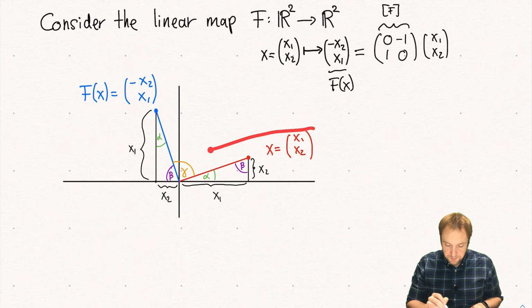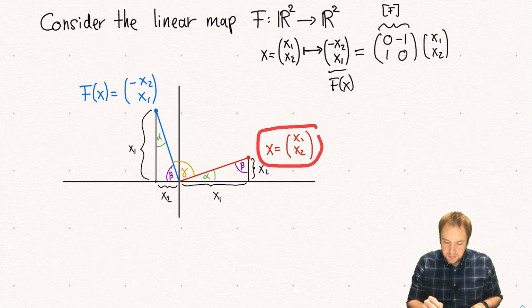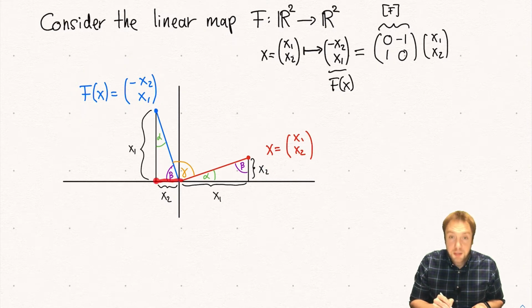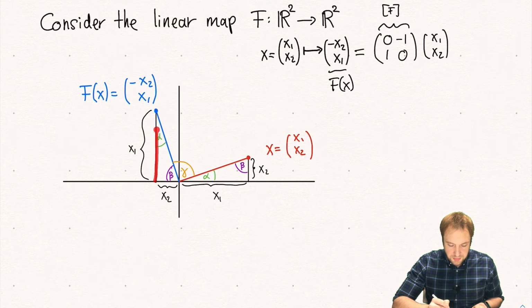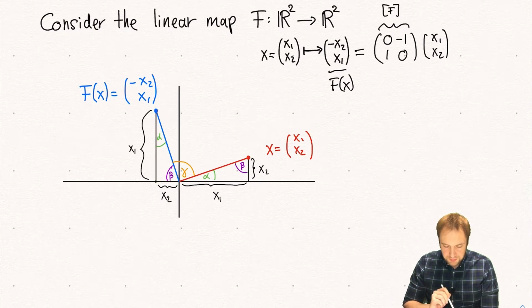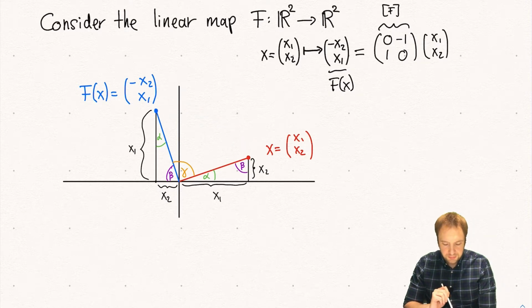So now let's see what this linear map does. If we start with some vector x1, x2, I draw this vector here in R2, so here I have x1 and x2. Then if I apply this linear map to this vector x, I get this vector here, where the first coordinate is minus x2 and the second coordinate is x1. And in this picture you can already see what happens. Here we get a rotation by 90 degrees, but let's actually check that this is the case.